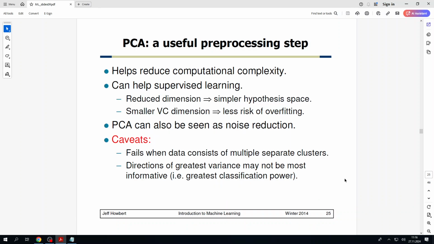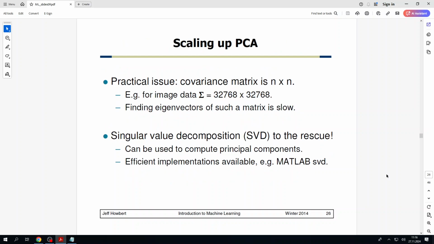Now, of course, everything comes with a price, and we can say that this is quite an intensive algorithm, and it might be difficult. For example, if you have an image of 32,000 pixels on each axis, you can imagine how large that number is. And finding all eigenvectors for such a matrix with these dimensions will take some time.